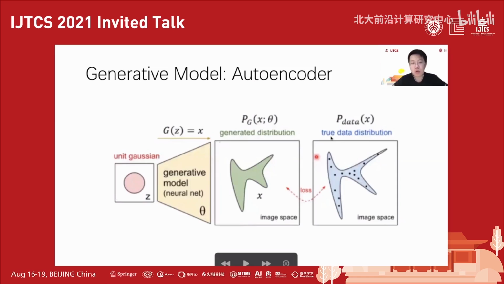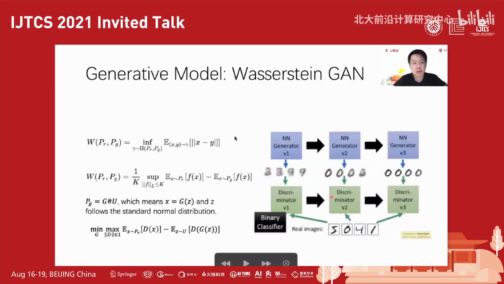As we know, all we have is some special data points. For example, the MNIST data, the bedroom data, or the CIFAR-10 data. They are sparse points. They are not a continuous distribution. So we are going to figure out a way to design the loss function to make the generated distribution as close as possible to the true data distribution. And here is where the Wasserstein GAN comes in.